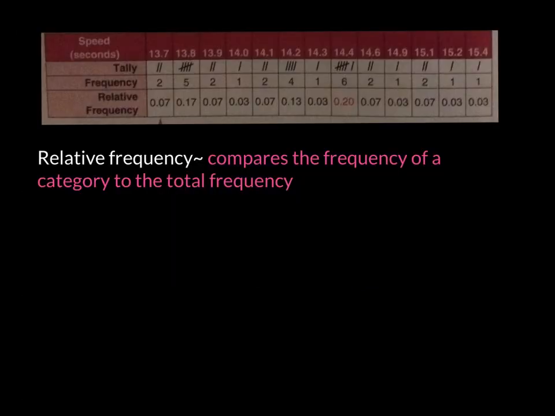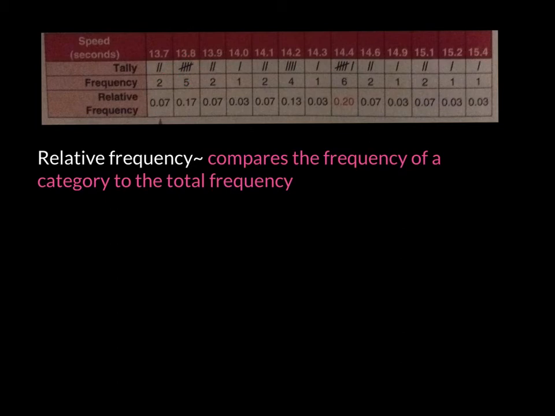Another way of looking at the data and interpreting it would be using relative frequency. So if we take a look at this chart here, it has all of the same scores from the chart on the previous page, everyone's same times. Here though, they've just kept each score separate. So they've got the 13.7, 13.8, and so on all the way to 15.4 seconds. What they've done here in the tally then is they've marked how many kids scored within each of those times. So there were 2 scores for 13.7, 5 scores for 13.8, and so on.